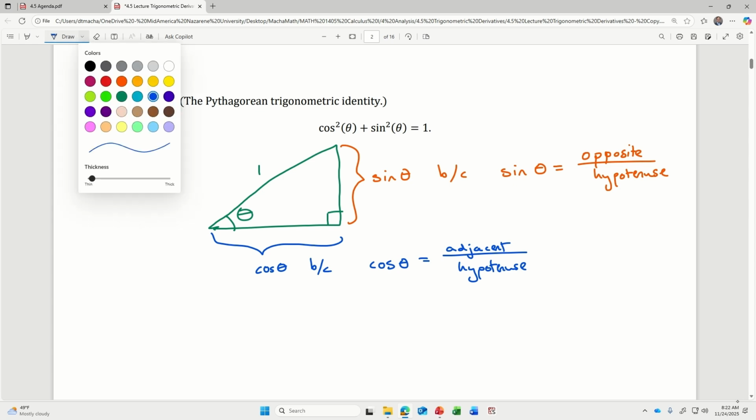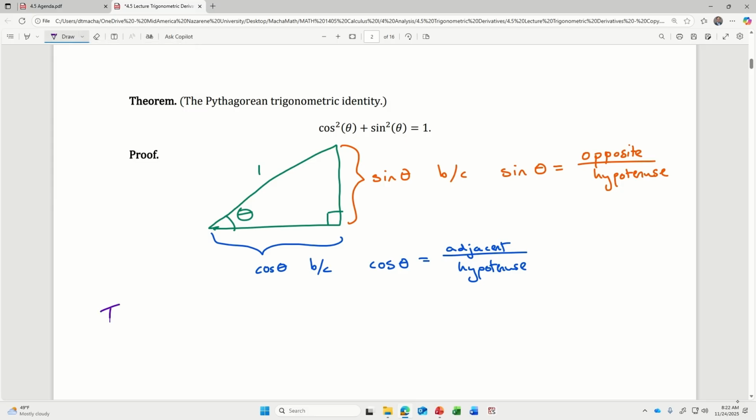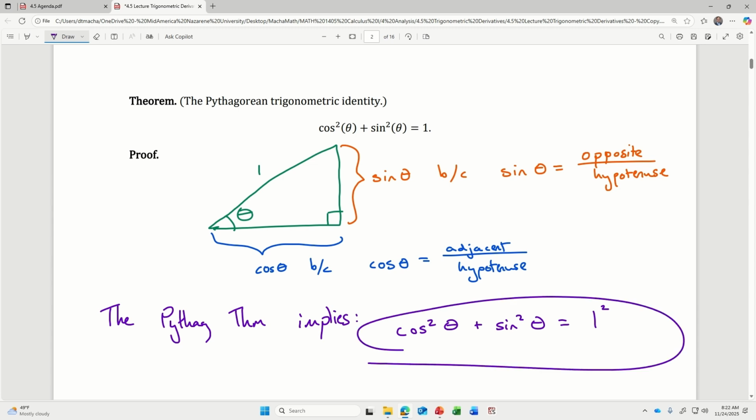And then the last step is to recognize that, hey, since this is a right triangle, then the Pythagorean theorem must apply. And the Pythagorean theorem implies that the squares of the side lengths added together will give me the square of the hypotenuse. And the hypotenuse is 1, and 1 squared is just 1, right? So this is an identity from trigonometry that just follows from the definition of sine and cosine.